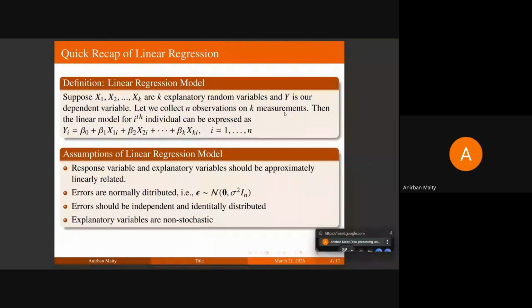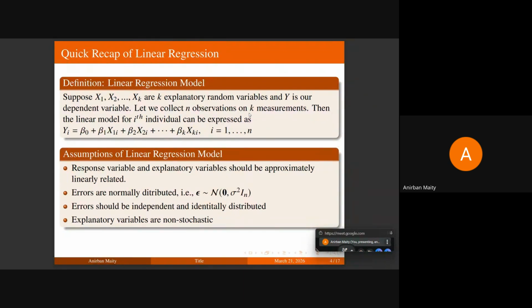Quick recap of linear regression. You all know the linear regression model looks like a straight line equation that I have already told you. Suppose x1, x2, up to xk, we have k explanatory variables and y is our dependent variable, and we assume they have an approximate linear relationship. We have collected n observations on these k measurements. So we have the data matrix based on n observations and k features, and that data matrix will be of size n by k.